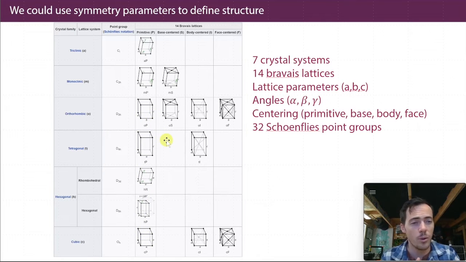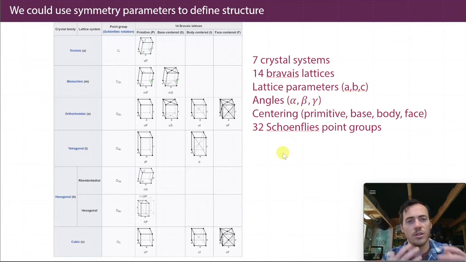But the angles don't have to be fixed at 90 degrees either. In some of these, you can have odd angles, right? In fact, for some of these, monoclinic for example, even more information is required to fully define the structure. So you can end up with angles alpha, beta, and gamma, lattice parameters A, B, and C. You have to know the centering.